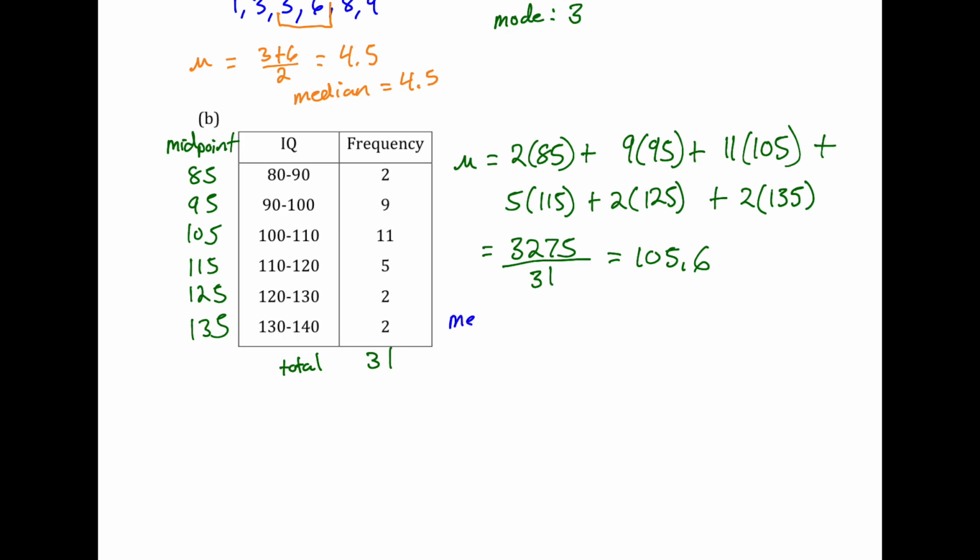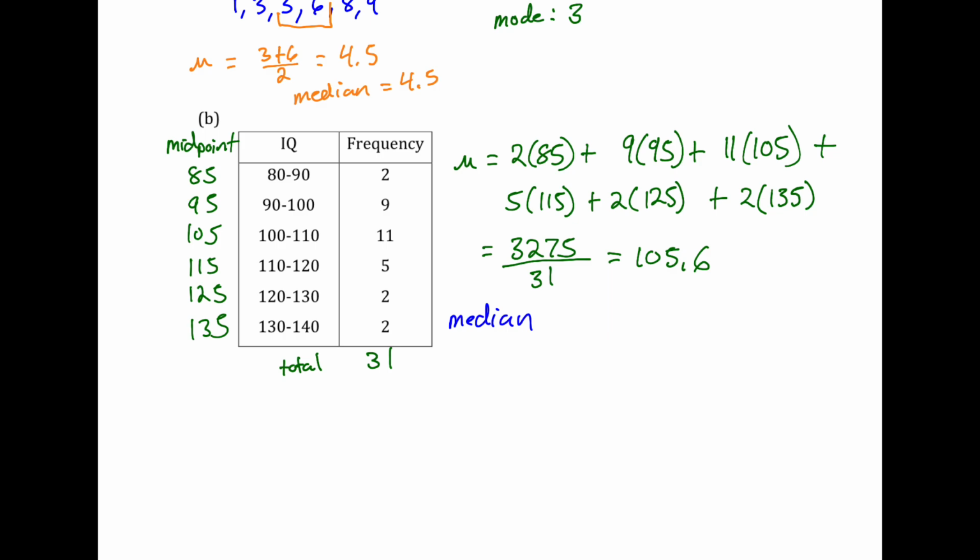Because if I look for the median, I look for the middle number. I know there are 31 numbers. What's the middlest number in a list of 31? It's the 15th number. So we can just count up until we get the 15th number. 2, 11, plus 11. So the 15th is going to be in this chunk, before we get to the end. So we know the median is going to be in this chunk.